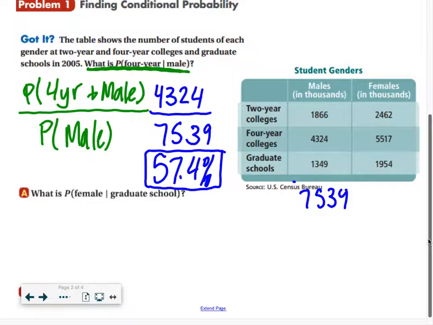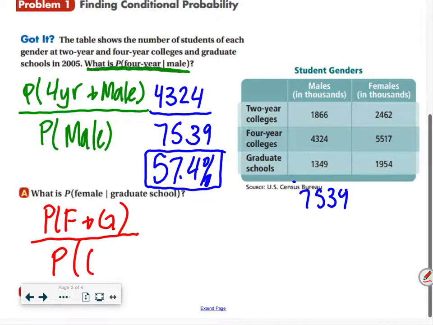Okay, this next one. The probability of being a female given that you go to grad school. The first thing we need to find is the probability of both of them together. So female and grad school over the probability of which one? Being a female or being a grad student? Grad school, because that's the second one, the back one. Probability of going to grad school.